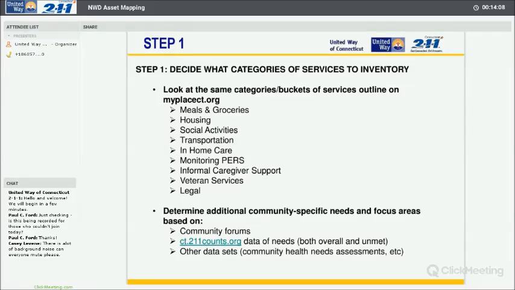We've talked a little bit about 211 Counts in other meetings as well, but the URL, if you haven't visited, is ct.211counts.org. That website is a dashboard of all of the 211 data from the last 3.5 years, and you can drill down to look at needs on a town-wide basis, zip code basis, or county basis.